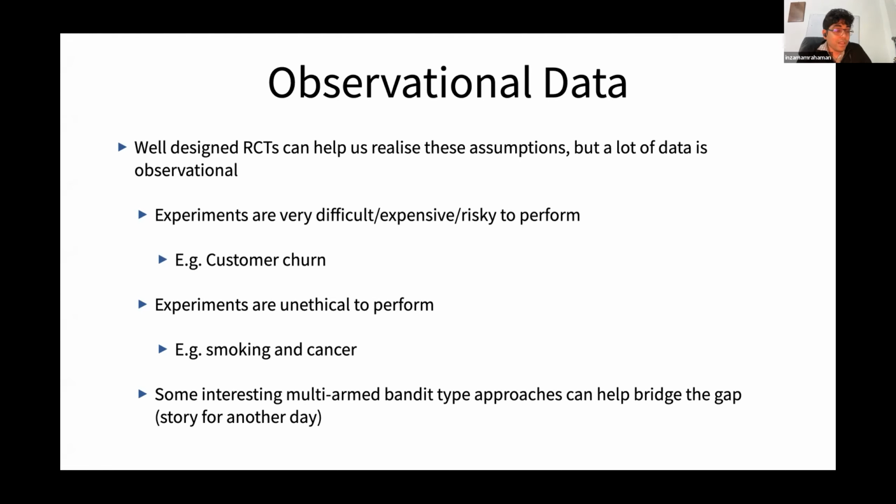Or let's say you have a huge observational data set, like millions of users from a social network. You don't want to forgo that nice treasure trove of data and try to have a small data set collected using a more RCT-esque format, right? Some experiments are unethical to perform. So let's say, for example, smoking and cancer, right?